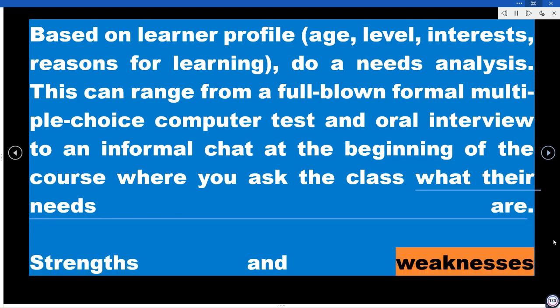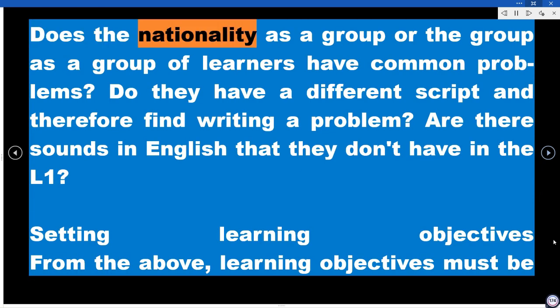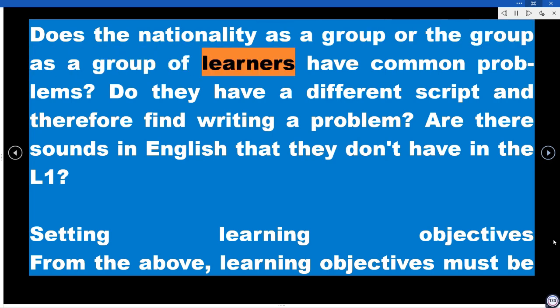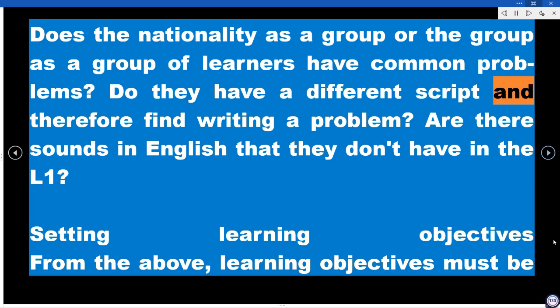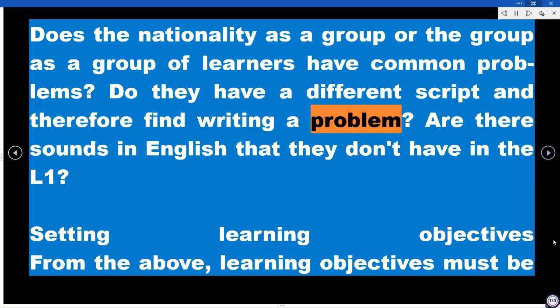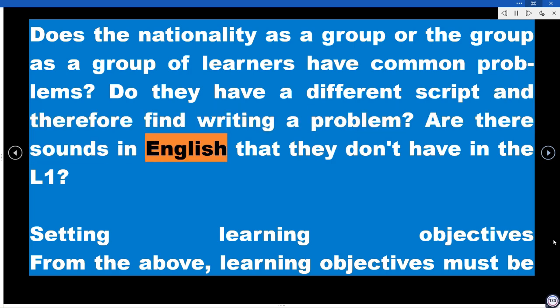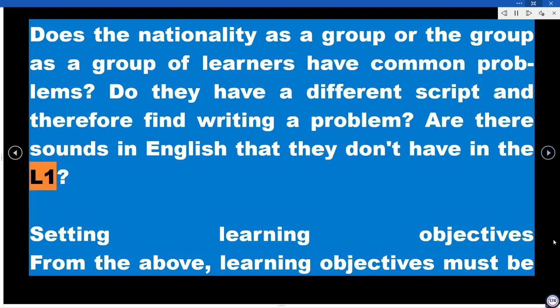Strengths and weaknesses. Does the nationality as a group or the group as a group of learners have common problems? Do they have a different script and therefore find writing a problem? Are there sounds in English that they don't have in the L1?